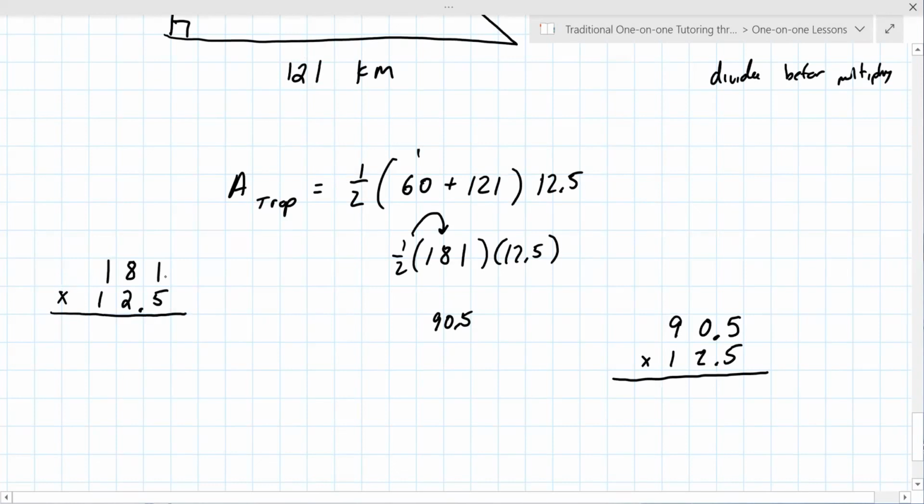Or do you line up the decimal point? Just do what's 1 times 12.5. 12.5. What's 8 times 12.5? And then I add a 0. Okay, what's 1 times 12.5 again? And then add 2 zeros.